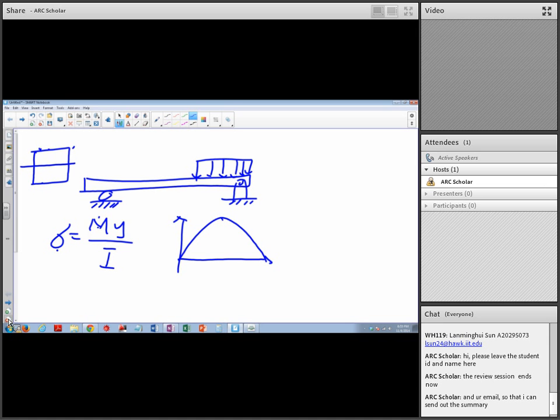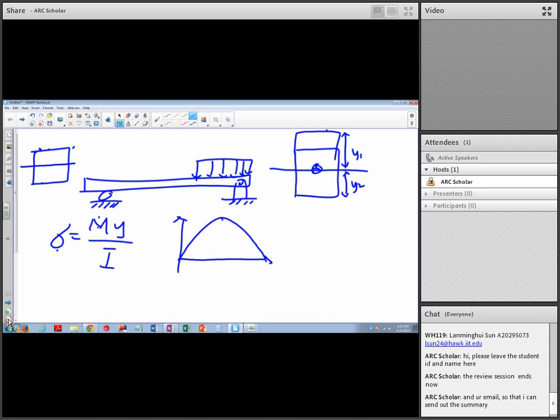Do you do both, from the top and the bottom, to see which one is larger? If the shape looks like this, and the centroid falls in the middle, the top part and the bottom part are going to be the same. Let's say it's like this: here is y1, here is the centroid, and y2. If y1 is larger than y2, you can know that the stress here is going to be bigger than here.